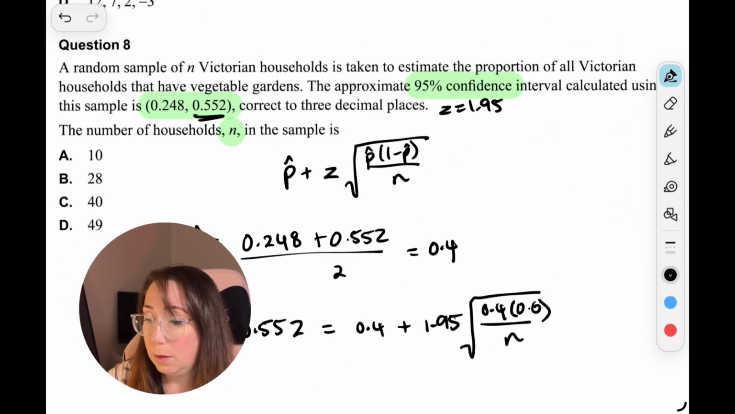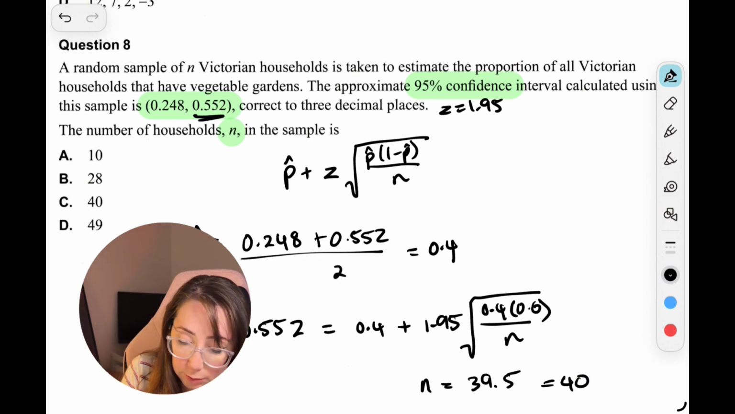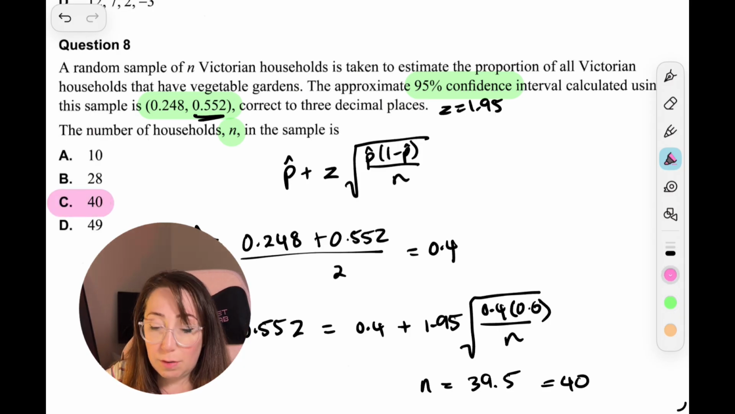Oops, comma n. So we get n equals 39.5, which should be really close to 40. We round it up to 40 because we need to have that many samples in order to get that confidence interval. Okay, so that one should be C.